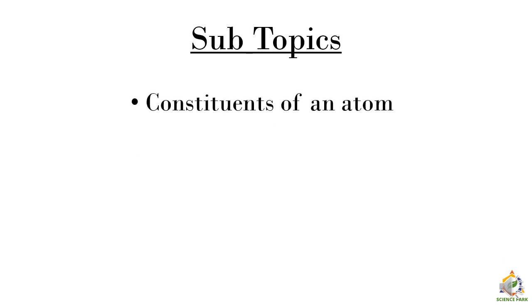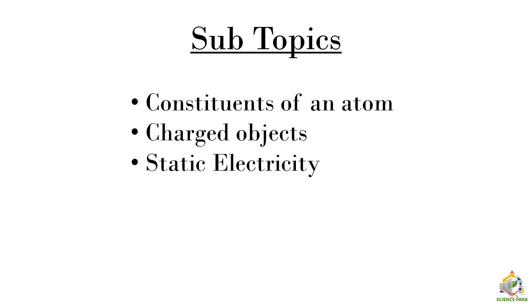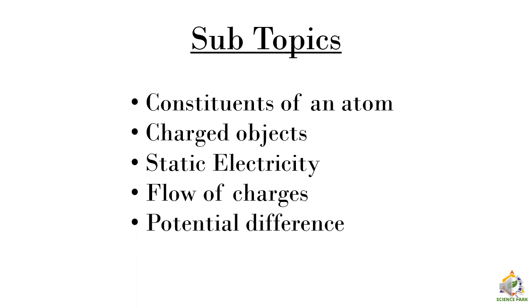So first of all, we are going to see what the constituents of an atom are. Then we will see what charged objects are. Can objects be charged? Then we will revise a bit about static electricity. Then we will see how these charges can flow. We will know something about potential difference and current electricity.